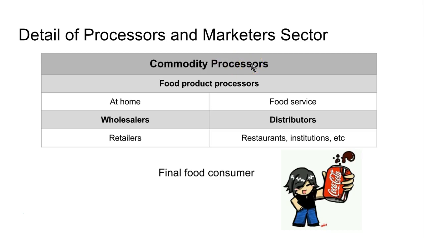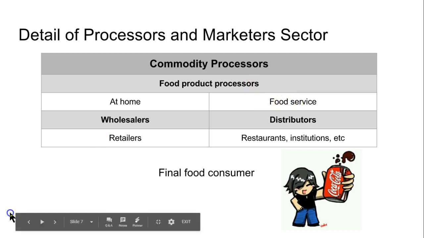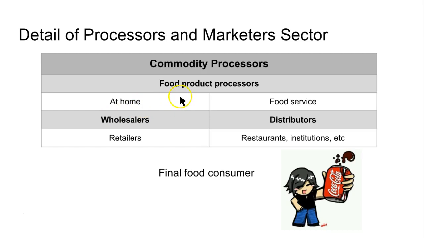Then Coca-Cola combines their inputs with their ingredients using their secret formula into cans and bottles and syrups for the food service industry and the retail market. So here they're doing the food product processing. They are sending some of their products through food service like McDonald's, and some of their products get into the consumers' homes through the retail market like Carrefour or Circle K.